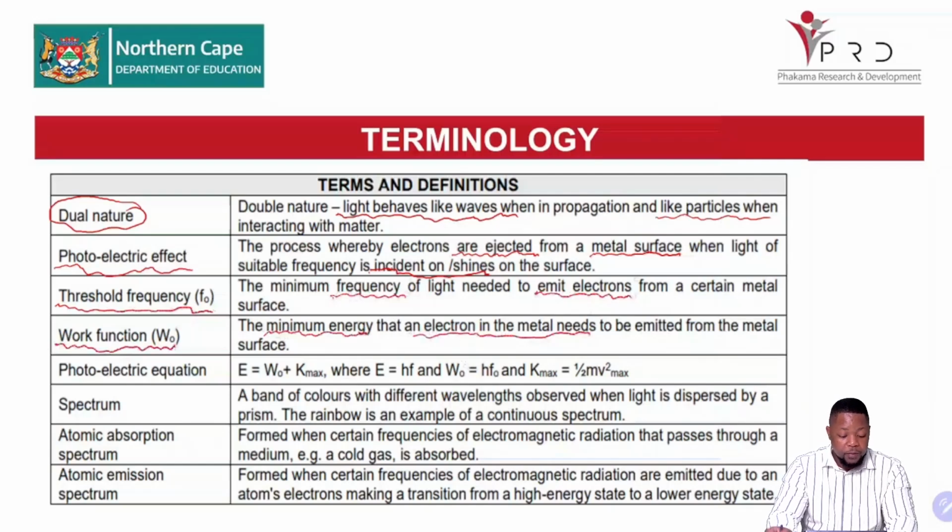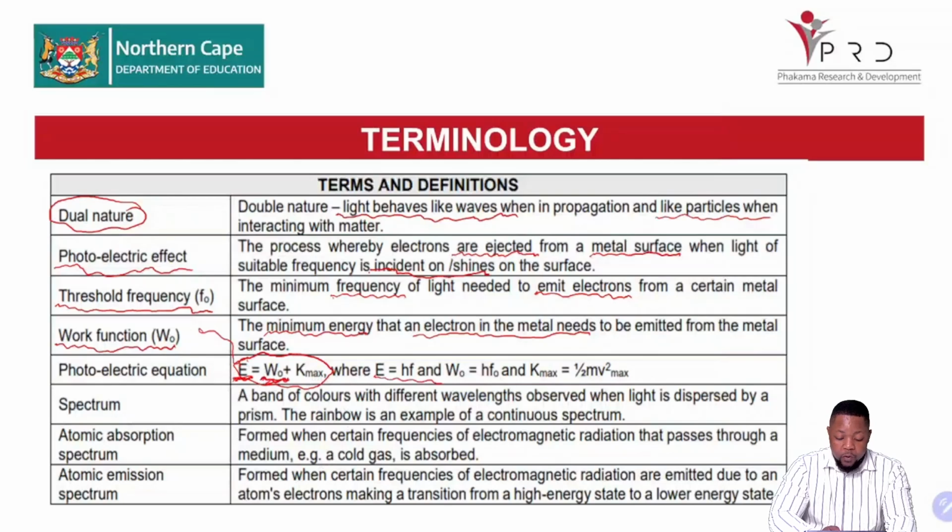Now, the photoelectric effect equation that we are going to look at as we go on with the topic is E = W0 + Kmax, where E is the energy of the photon or the energy of the incident light. We also have W0, which is the work function that was defined here. And then we have Kmax, which is the maximum kinetic energy of the photoelectrons. You will understand all these terms as we carry on with the lesson.